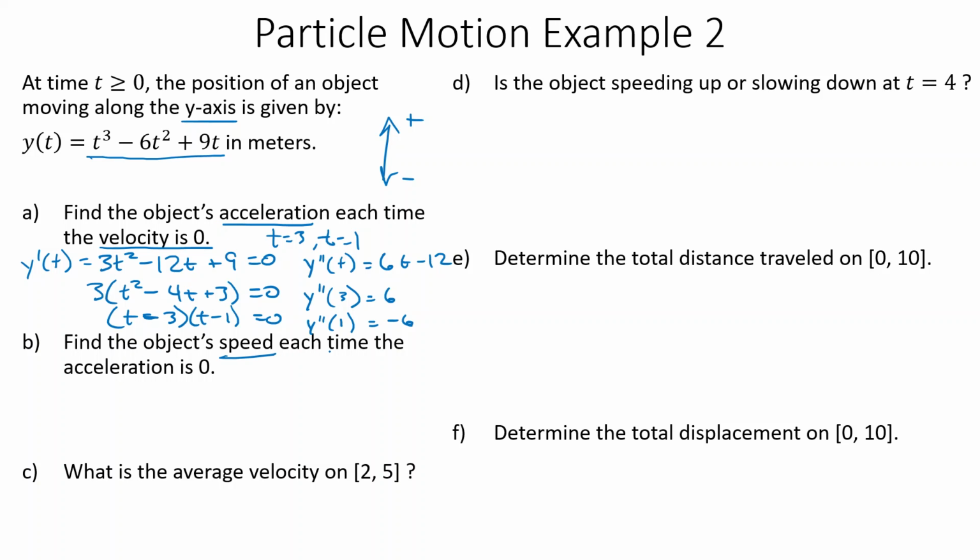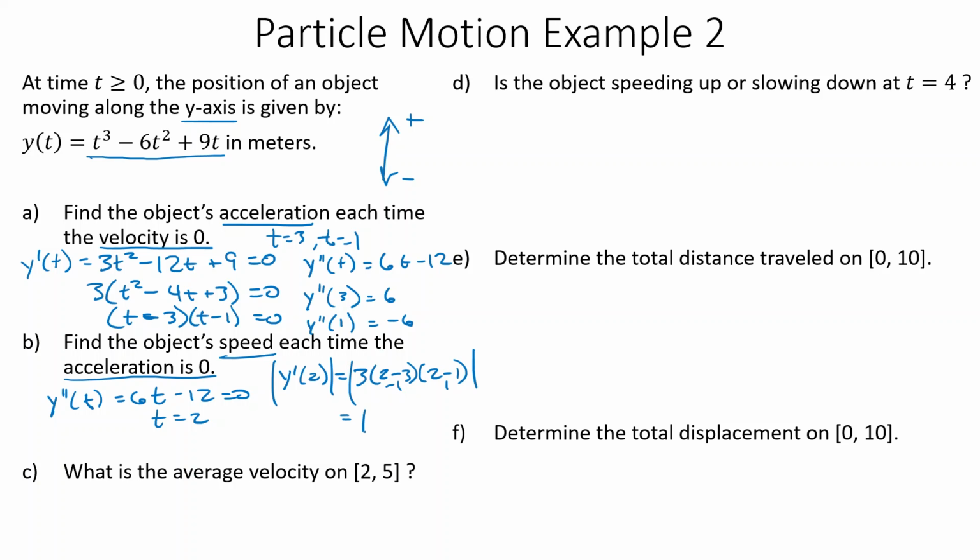Find the object's speed each time the acceleration is 0. So when is the acceleration, which is given by 6t minus 12, equal to 0? Well, if we solve that, we get t equals 2. Now we want to know the speed. So we find the velocity there first, and then we take the absolute value of it. The velocity there is going to be, this might be easier to plug in here, 3 times 2 minus 3 times 2 minus 1. So negative 1, 1. So we're getting negative 3. But that's the absolute value of negative 3, so we get that the velocity, or the speed, is positive 3.